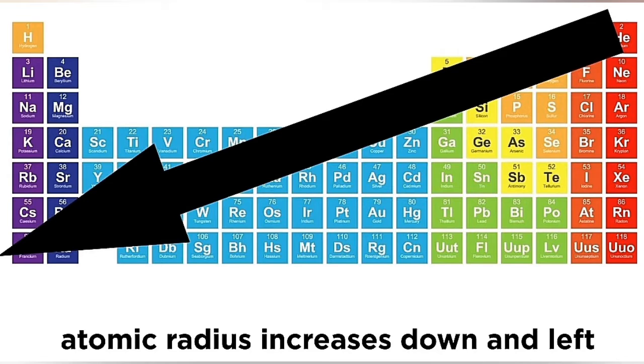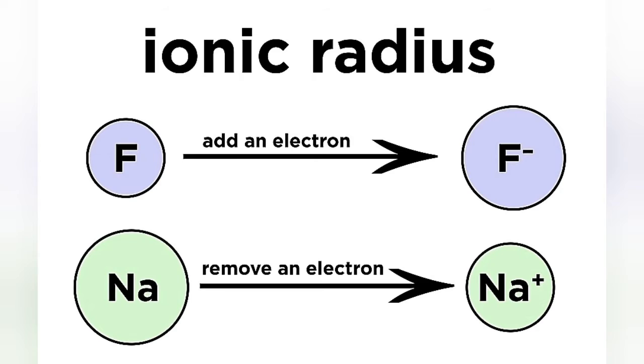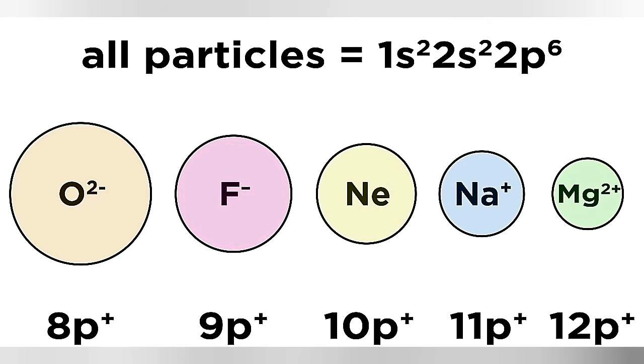So, next is ionic radius. Ionic radius is a little different. Electrons repel each other, so adding an electron makes an atom bigger, and taking one away makes it smaller. Ions with the same electron configuration will have their radii decrease as the atomic number increases.